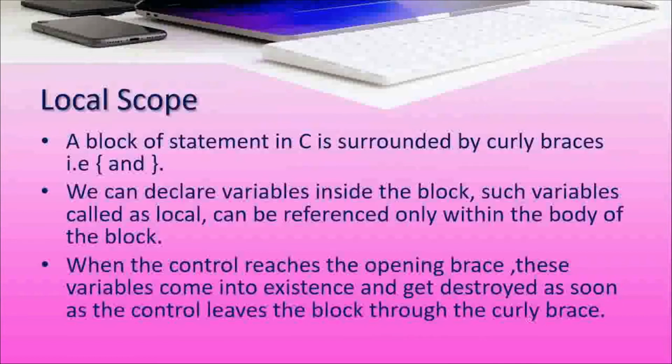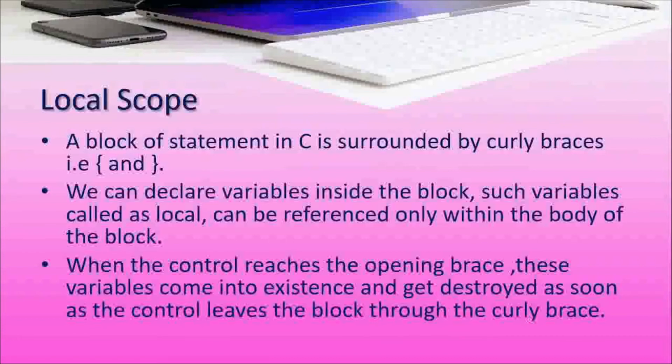We can declare variables inside any block, and the declaration of these variables should be just after the opening curly brace. The only condition is that the declaration of the variable should be just after the opening curly brace. Those variables which are declared inside a curly brace are known as local variables, or variables with local scope, and that particular variable can be referenced only within the body of that particular block.